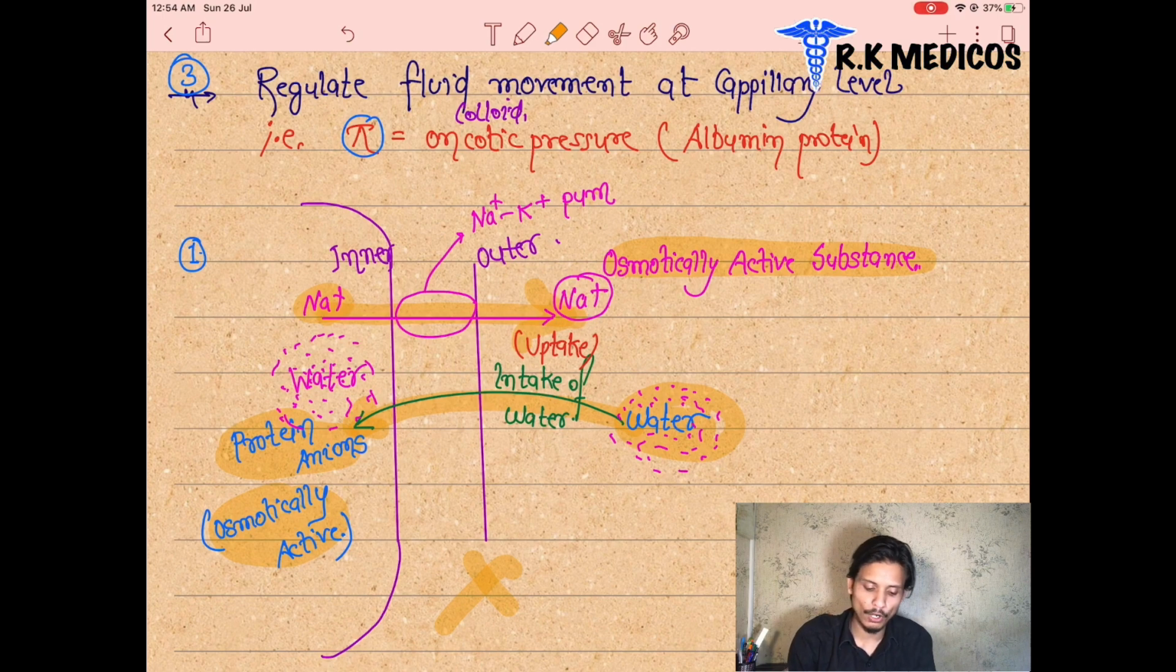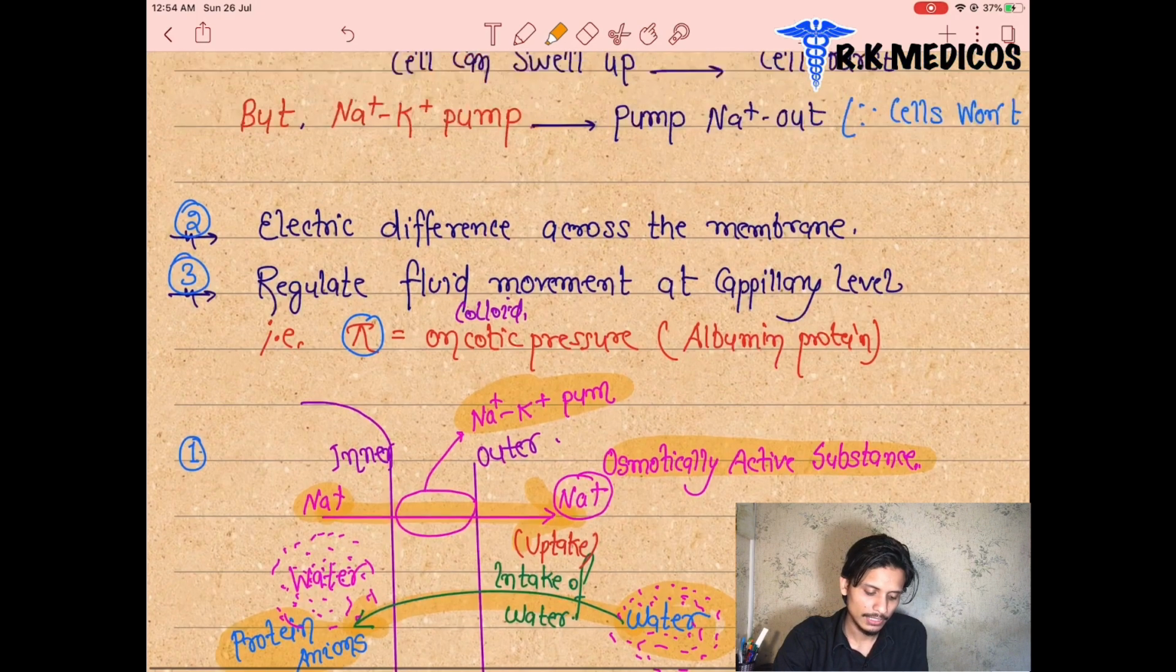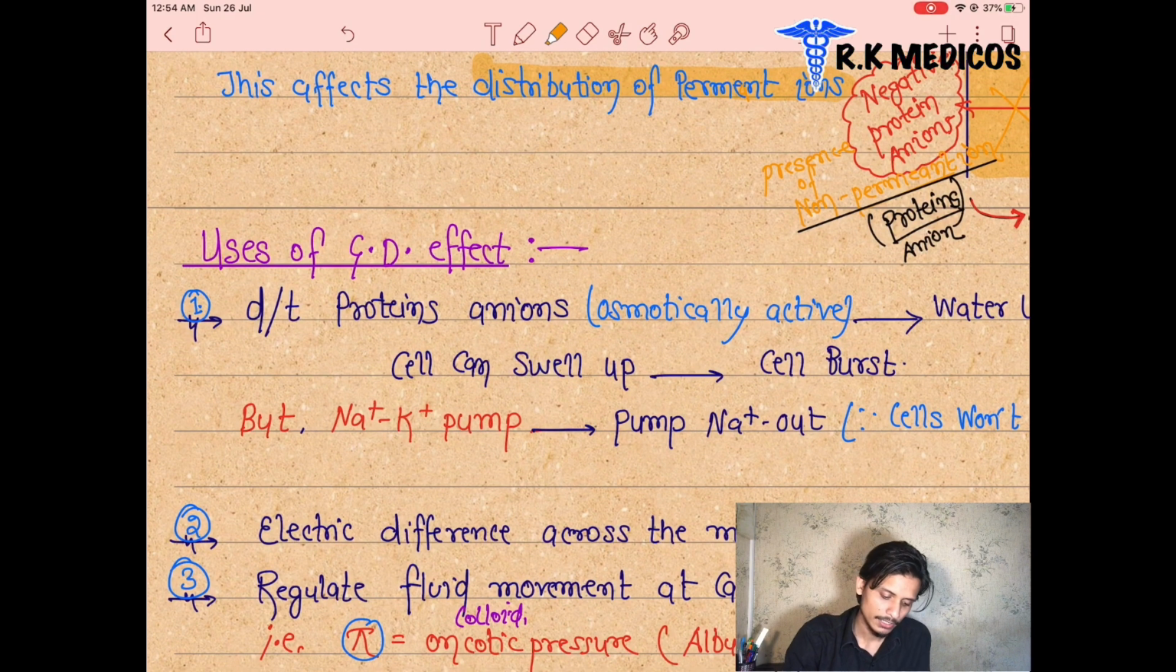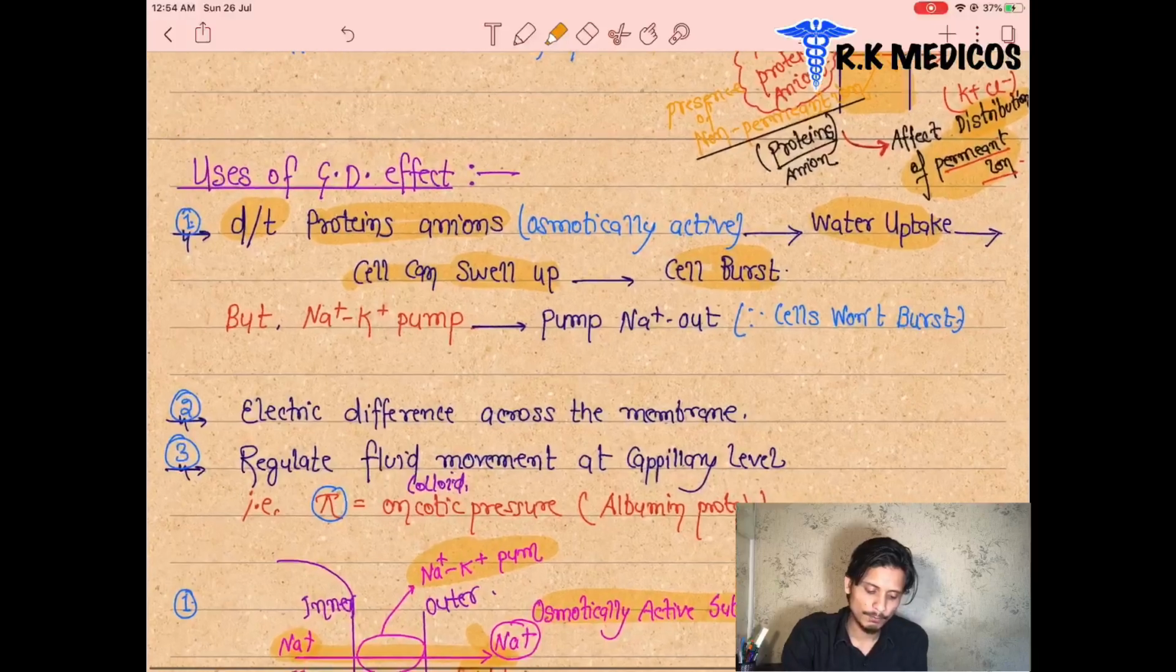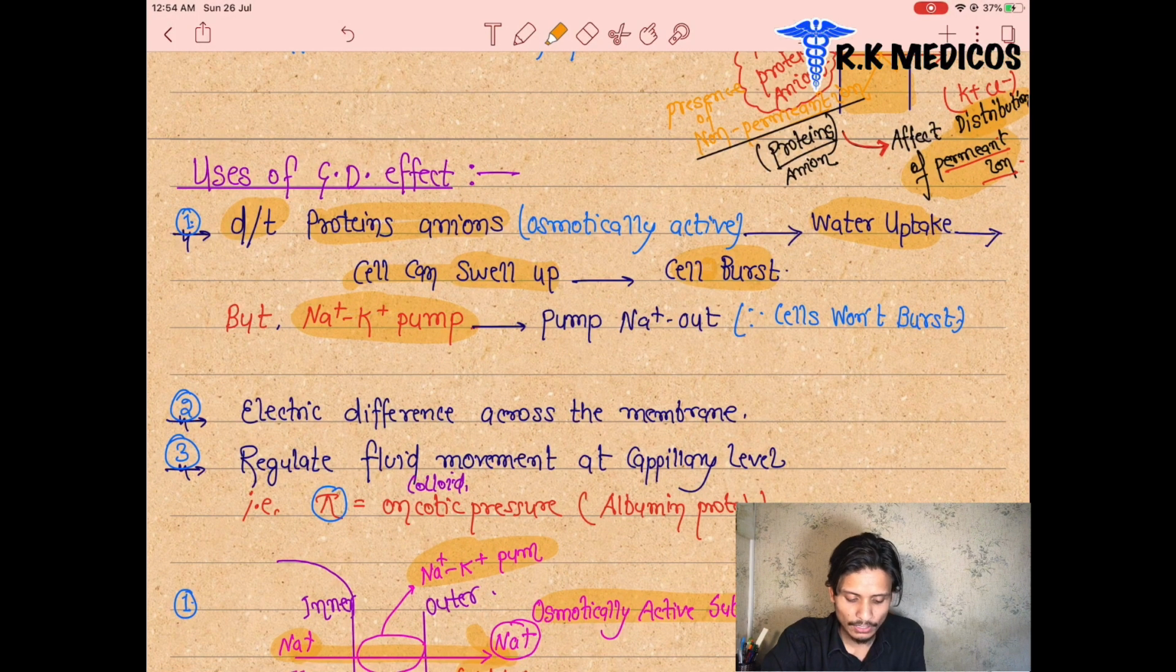They are going to move out. The sodium is also an osmotically active substance, so the fluid moves out, and it is due to the sodium potassium pump. So this is the first usage of the Gibbs Donnan effect. We can say that due to the protein anion, which is osmotically active, water is taken up inside the cell, and the cell can swell up and then burst. But because the sodium potassium pump is present, the sodium is pumped outside, and the cell won't burst all the time.